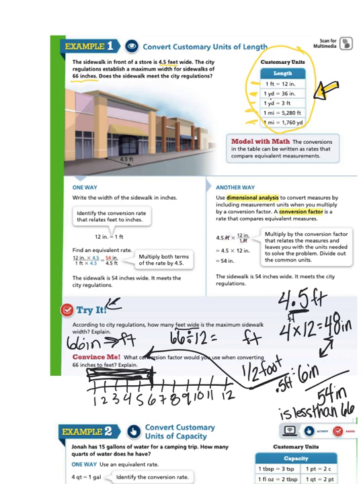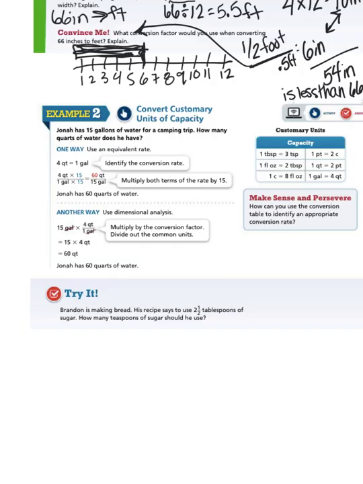Did you come up with 5.5 feet? 66 divided by 12 is 5.5 feet. Excellent job. All right, so we're going to talk about some other types of units.